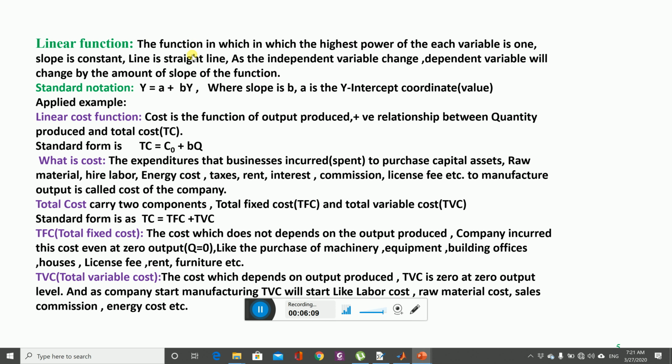In a linear function, the highest power of the variable is 1. The slope is constant, the graph must be a straight line, and if we change x, then y will change by the amount of the slope of the function.